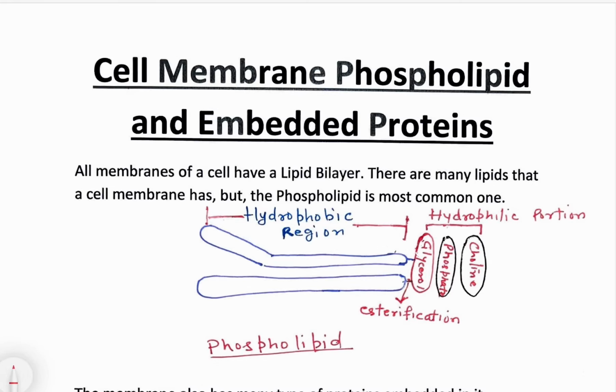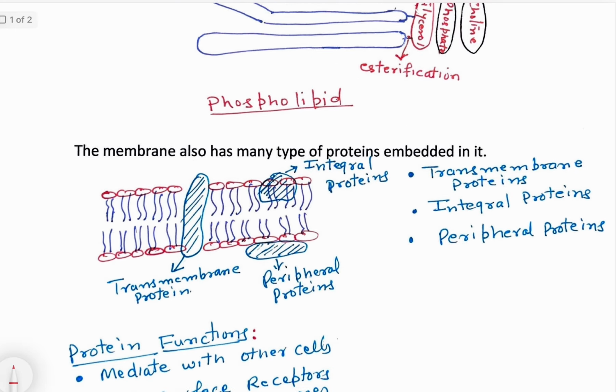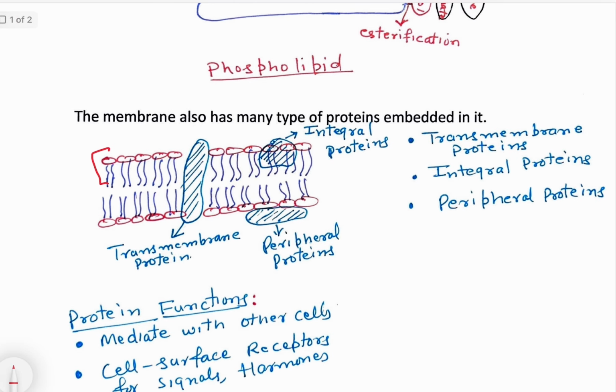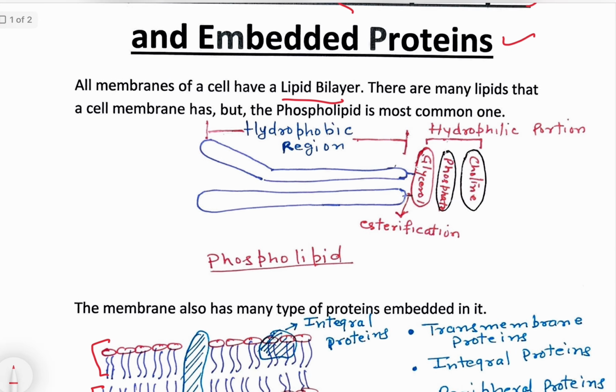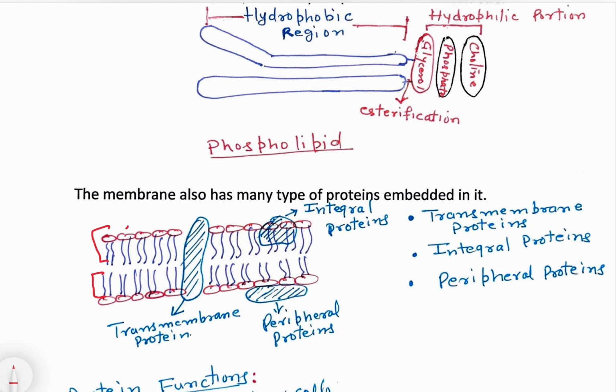Hello everyone. Today we're going to talk about the cell membrane, phospholipids, and embedded proteins in the cell membrane. So all cell membranes have a lipid bilayer. I'll show you a lipid bilayer. This is one layer, this is the second, that makes it a bilayer. They all have a lipid bilayer, and these regions are hydrophilic and these tails are hydrophobic.